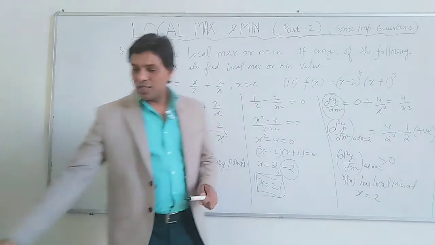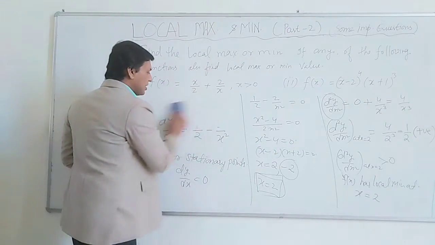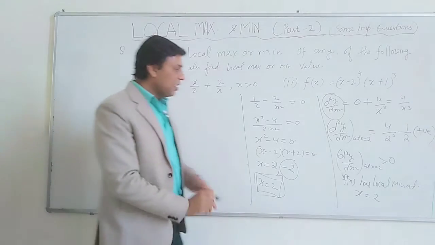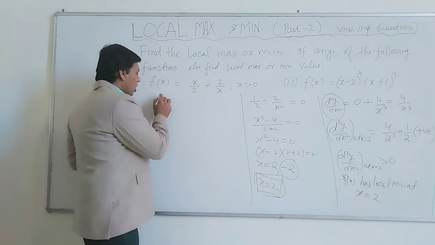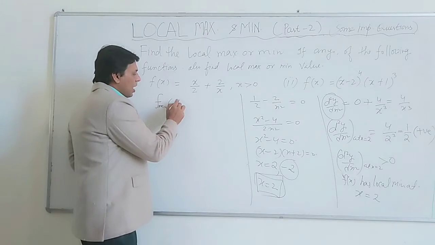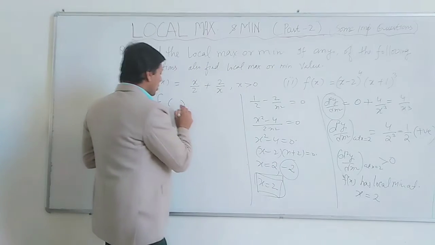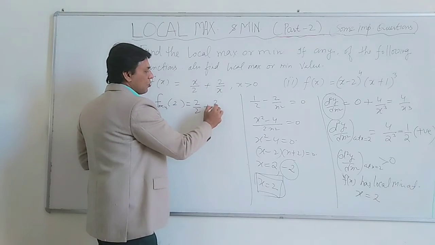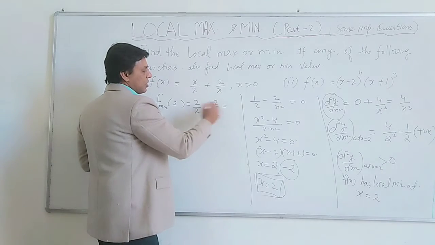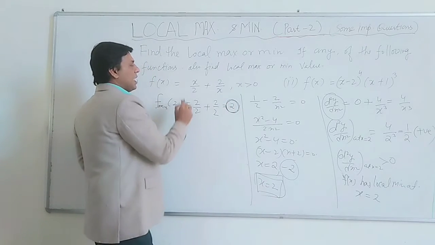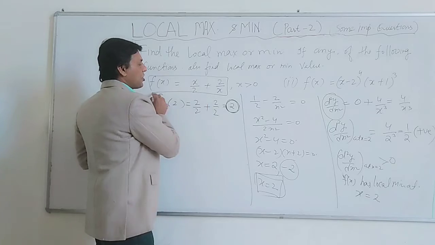So how to write? See, we will write like this. Okay, I am erasing it now. Because I need to find the local minimum value, which is called f minimum. So at what value? x is equal to 2. So I will get 2 upon 2 and 2 upon 2. So this is solving 2. So this is the locally minimum value of this function.